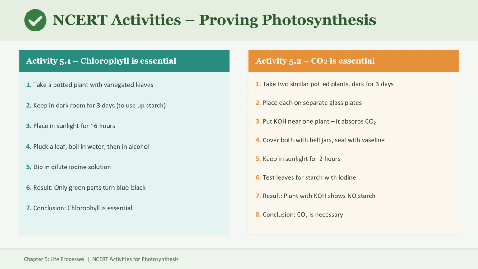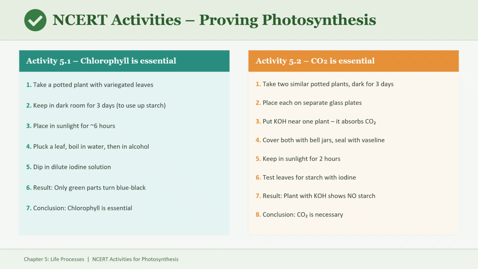Then what are we doing? We are closing both the plants with the help of bell jars and sealing them with Vaseline. We are leaving them in the sunlight for 2 hours. Now, after that, what are we going to do? We are going to remove them, take a leaf and test with iodine. The plant which had the KOH solution didn't answer the iodine test. But the other one without the KOH answered the iodine test.